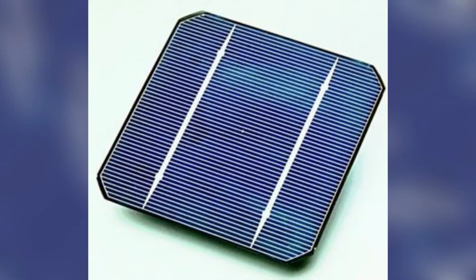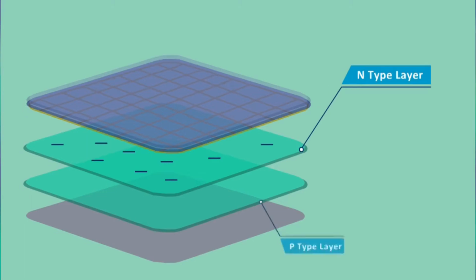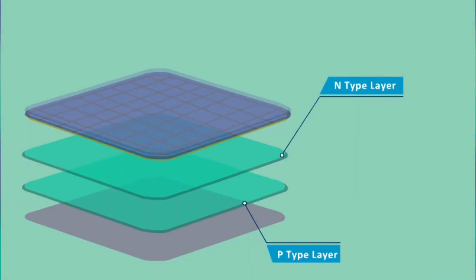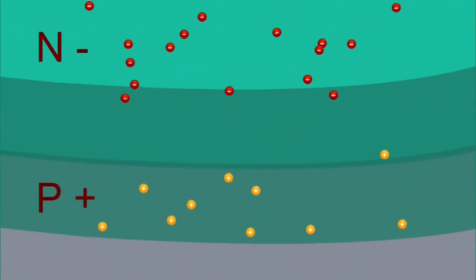A silicon solar cell uses 2 different layers of silicon. N-type silicon contains extra electrons, and P-type silicon contains extra spaces for electrons, called holes. The 2 types of silicon come together. Electrons can move across the p-n junction, leaving a positive charge on one side and creating a negative charge on the other side.